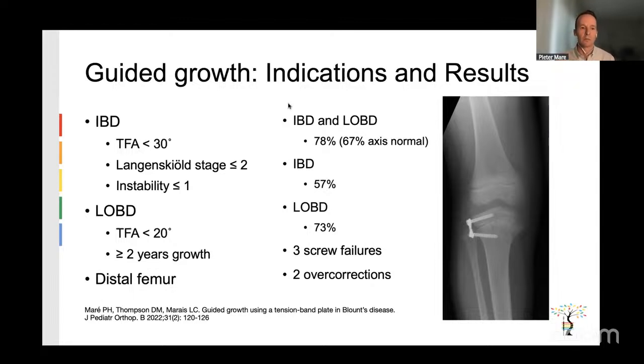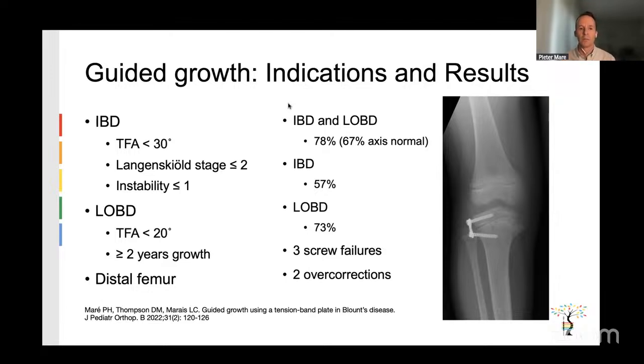And in late onset Blount's disease, the TFAs were all less than 20 degrees, and they had more than 2 years of growth remaining. Importantly here, when we're doing guided growth, you need to look at the distal femur and just address that at the same time, because we don't want to end up with joint line obliquity at skeletal maturity. So what were our results?